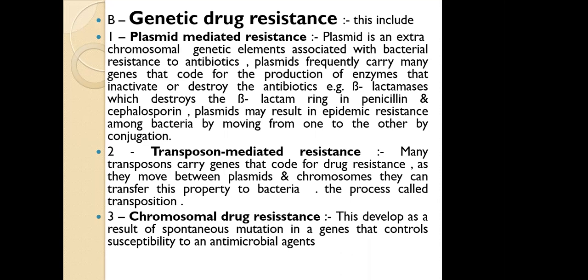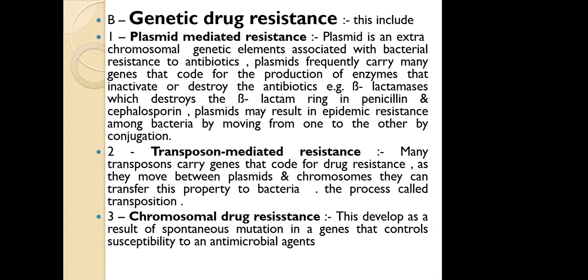For example, resistance to methicillin begins in the genus Enterococci. Then the plasmid transfers to Staphylococcus aureus, which becomes resistant to methicillin and is called methicillin-resistant Staph aureus, or MRSA.